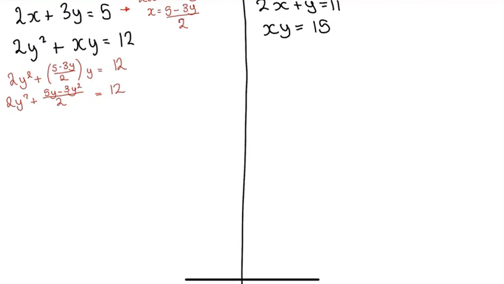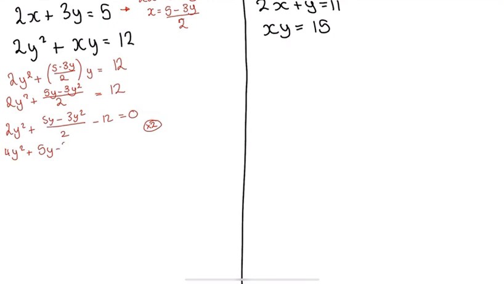But what we can do is, let's make it equal to 0 first. So we've got what we've got here so far, but let's just bring that 12 over just so it's equal to 0. Now that it's equal to 0, what I can do is I can times this by 2 to get rid of my fraction. But when you times it by 2, you've got to be really careful that you do absolutely everything times 2. So 2y squared times 2 is 4y squared. All of that times 2 just gets rid of the fraction. And then minus 12 times 2 is negative 24.